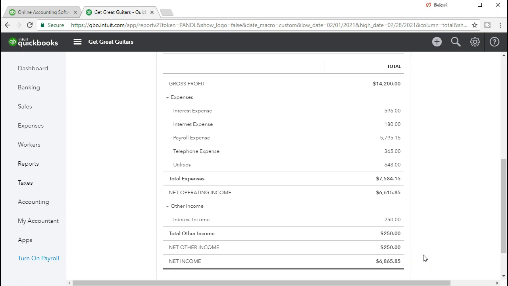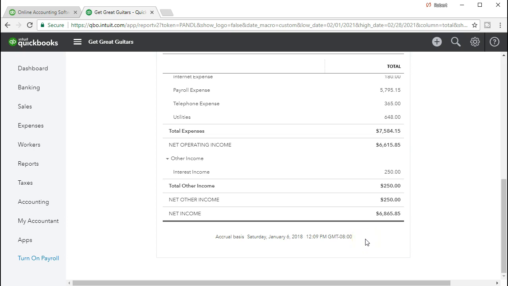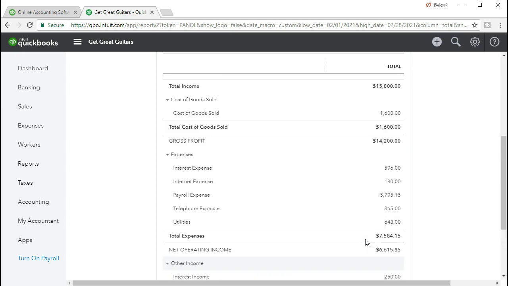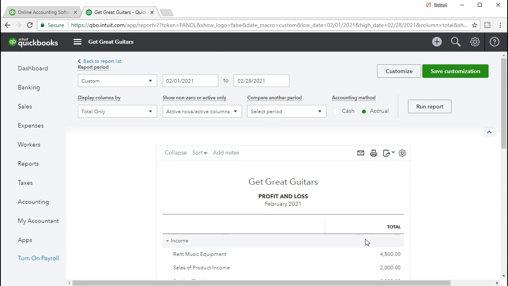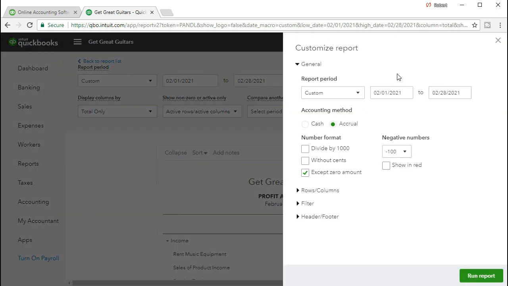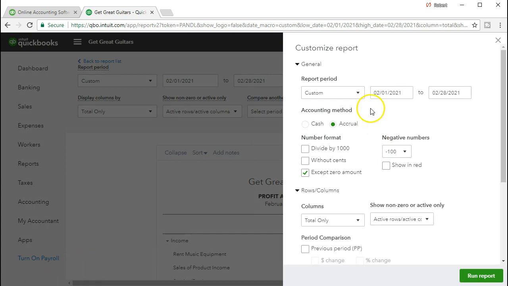Now we would like to see a similar comparison that we saw on the balance sheet, meaning we would like to compare the January and February side by side. So to do that, we're going to go back up. We're going to customize the report. Now we want to see January and February, but again, we're only going to show the month of February, and then we're going to tell the system, hey, I'd like to see the prior month as well.